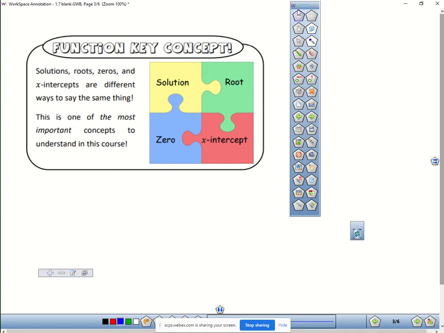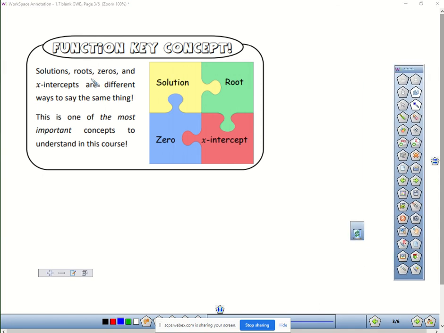Okay. Now moving on. Function key concept. Solutions, roots, zeros, and x-intercepts are different ways to write the same thing. This is one of the most important concepts to understand of this course. So you're going to see these words used interchangeably. The only exception is the x-intercept. You're typically going to see that written as an ordered pair. So the way they may be presented may be different, but essentially they mean the same thing.